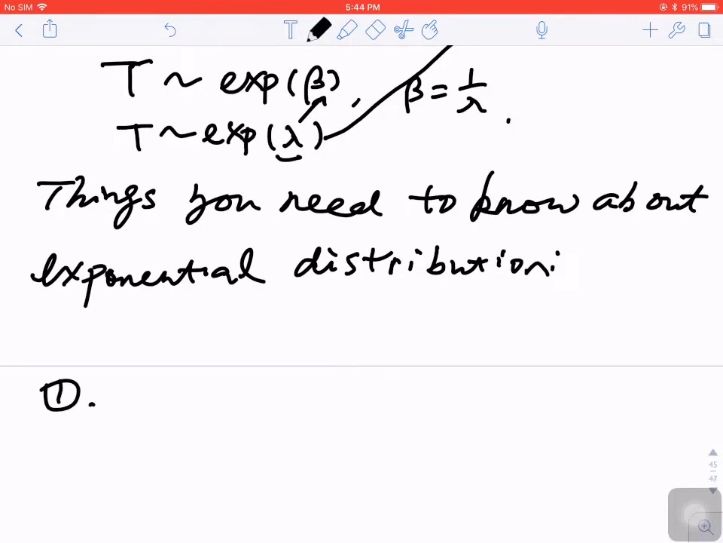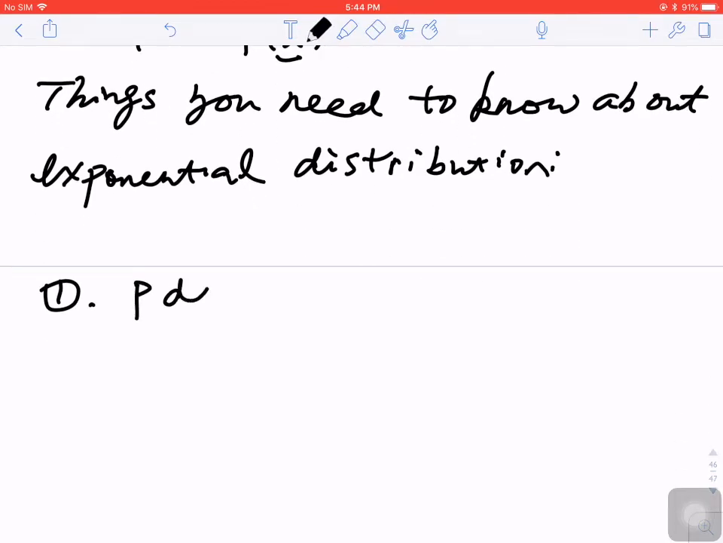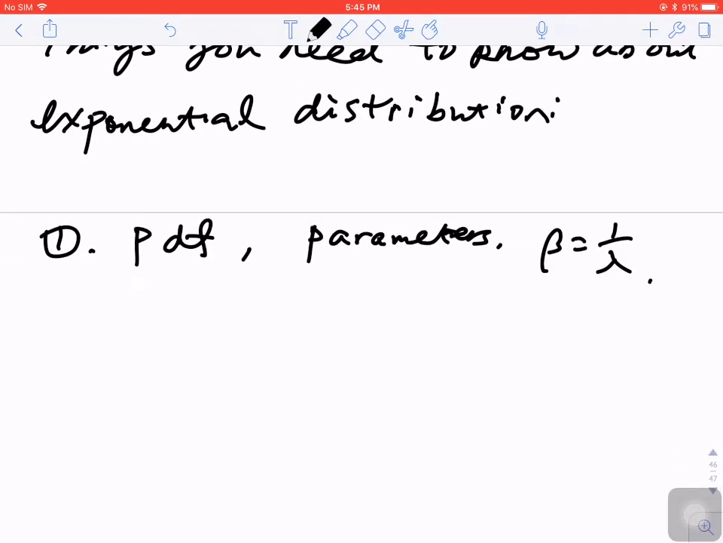Okay, the first thing: the PDF and the parameters. The PDF of an exponential distribution. You also need to know the relationship between beta and lambda.